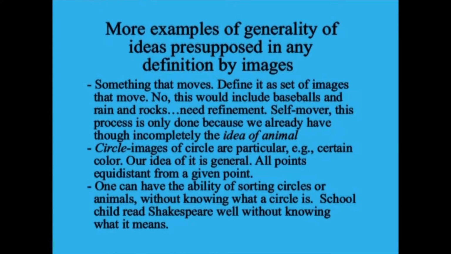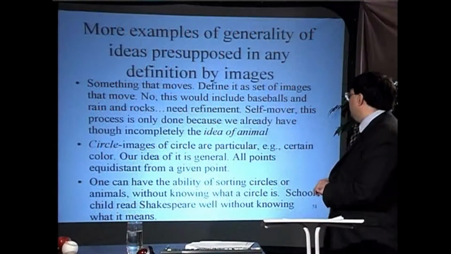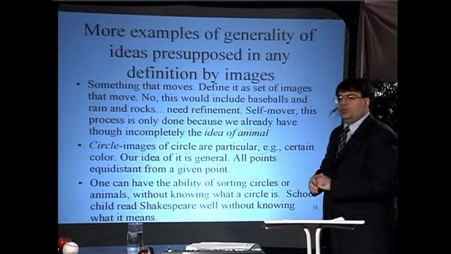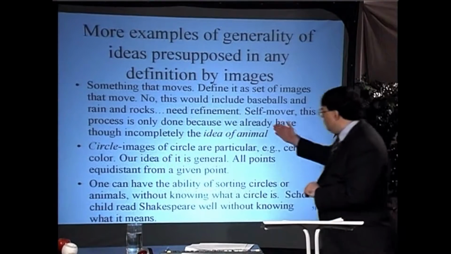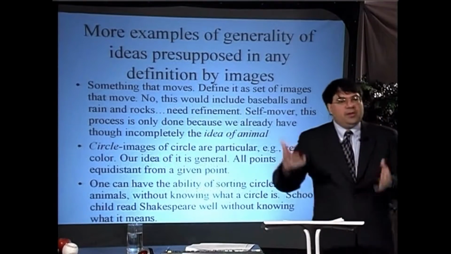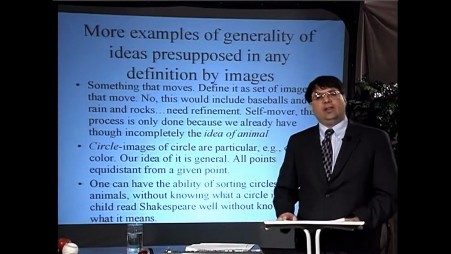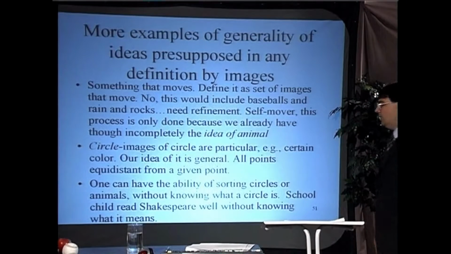And you can continue this. Let's say you wanted to say an animal is anything that moves, so all the set of images that move. Well, that doesn't work, because baseballs, rain, rocks, they all move. So you have to say, let's refine it, anything that can move itself. Well, notice the process here is all being driven by the fact that you have the general idea of an animal, not the specific idea of an animal.